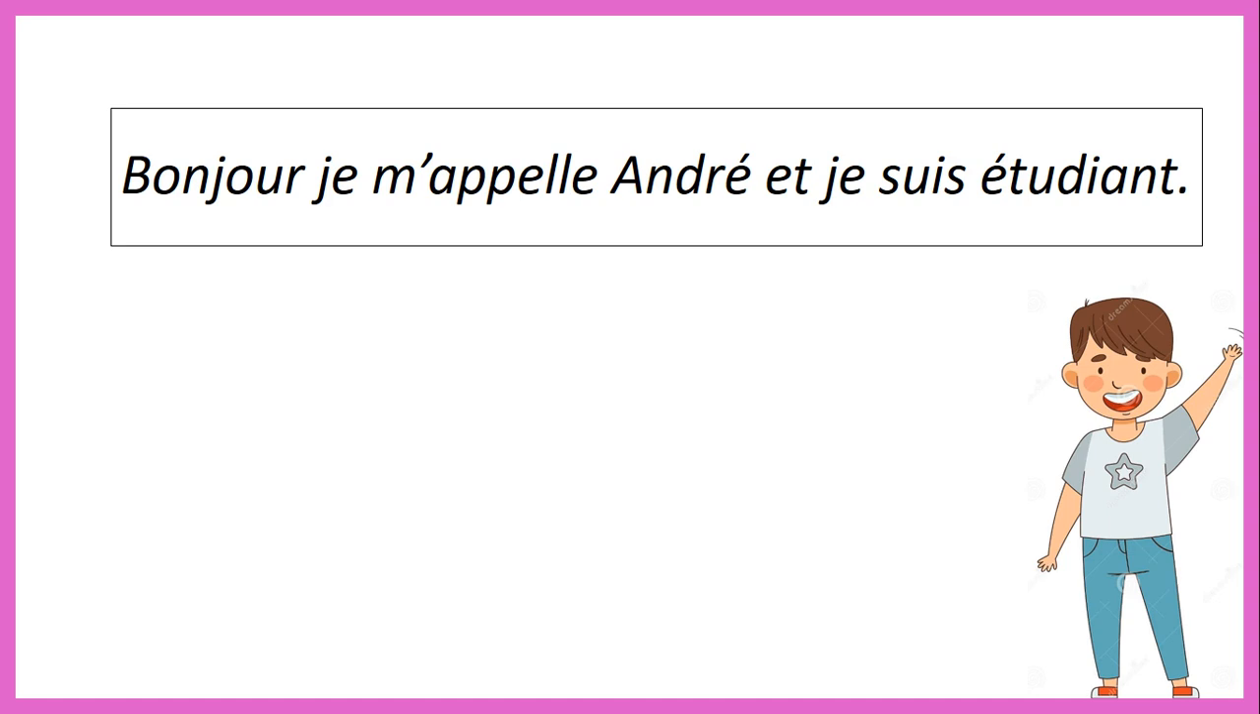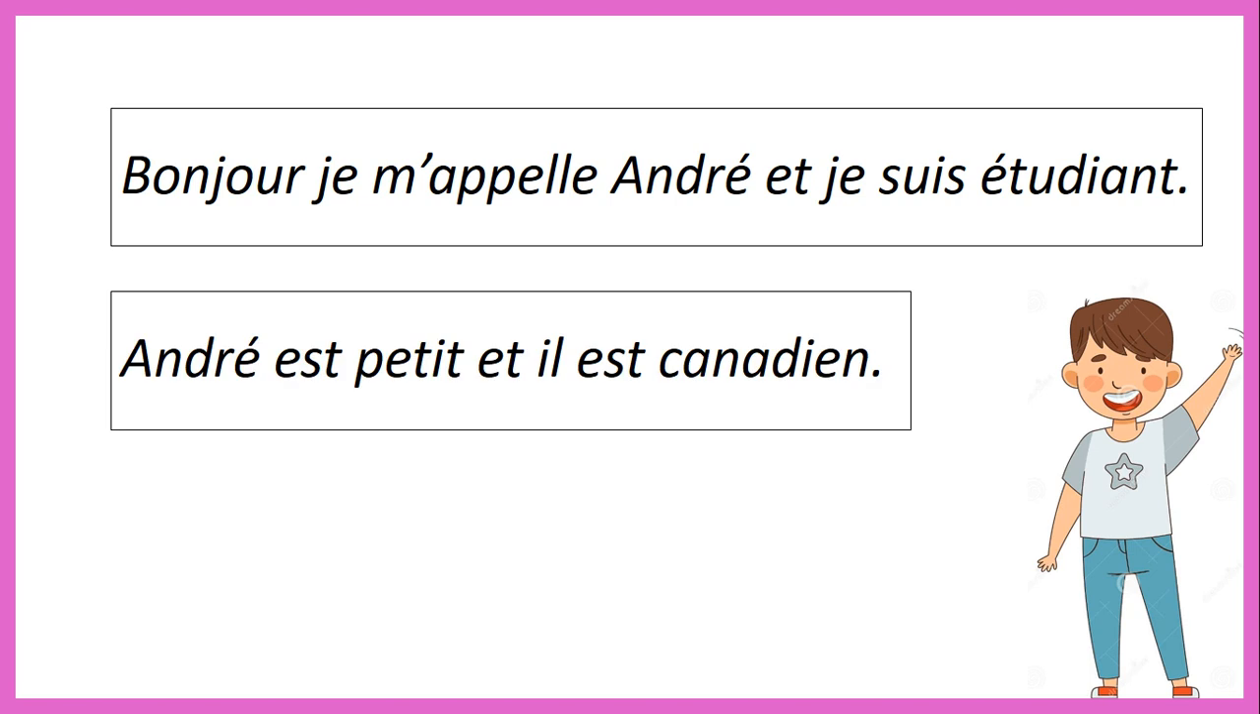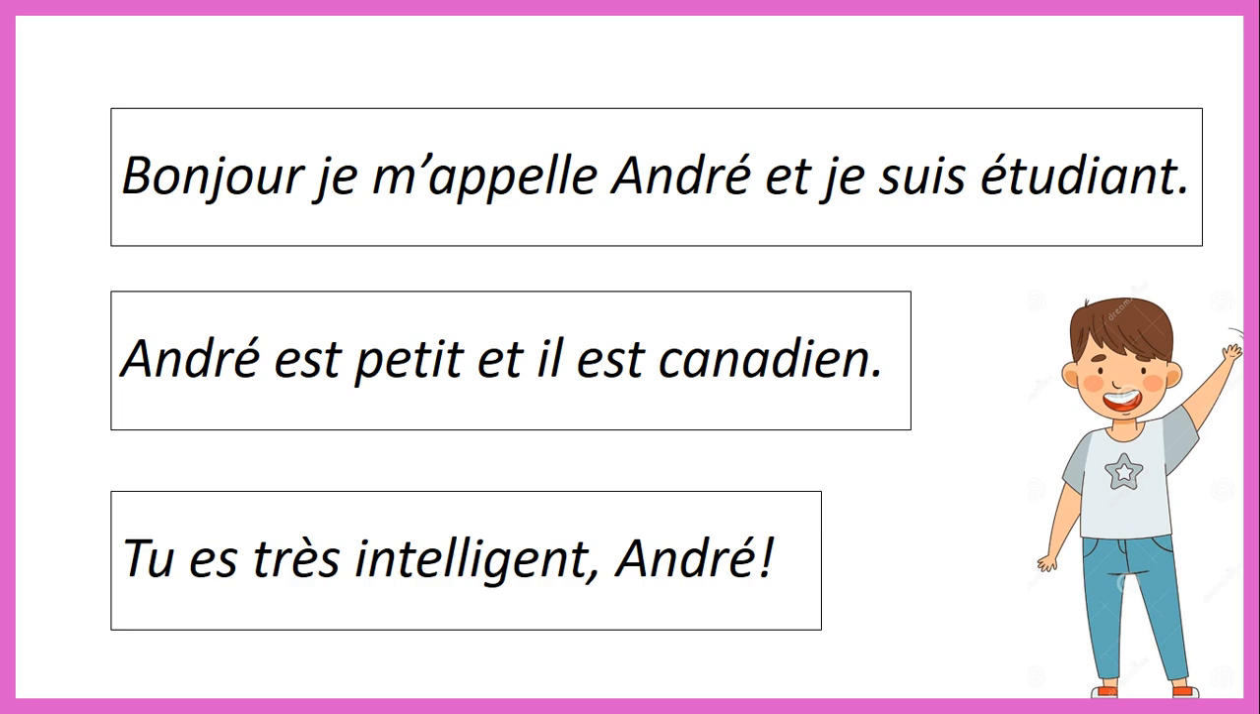Let's see who he is and what he would be saying. Bonjour, je m'appelle André et je suis étudiant. Hi, my name is André and I'm a student. André est petit et il est canadien. So I'm speaking about André. He is short and he's Canadian. So petit is the masculine form and Canadian as well. Tu es très intelligent, André. You are very smart, André. Usually when you speak to children, it's usually tu.